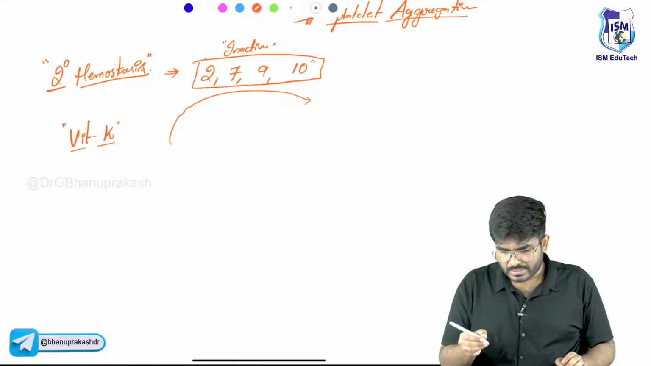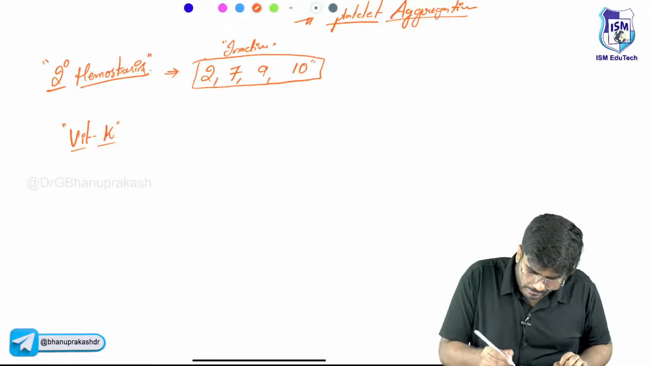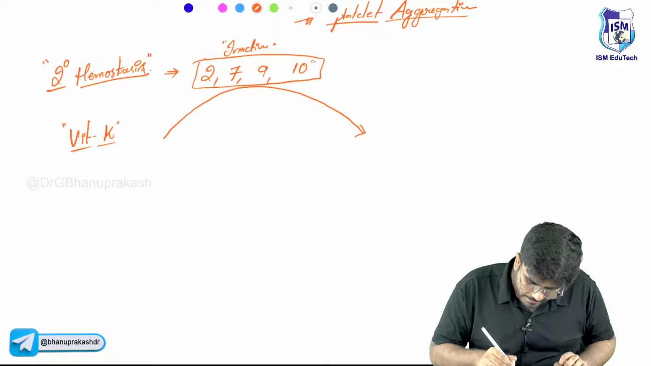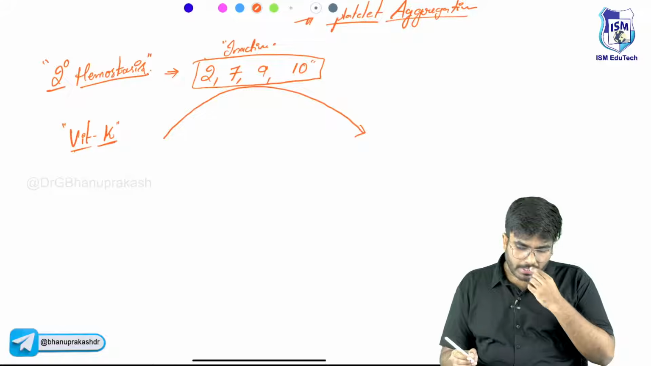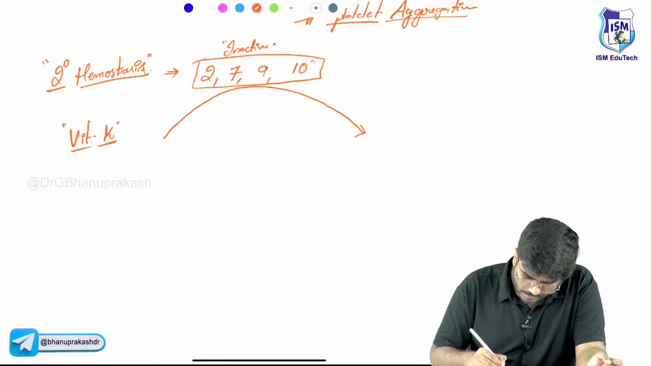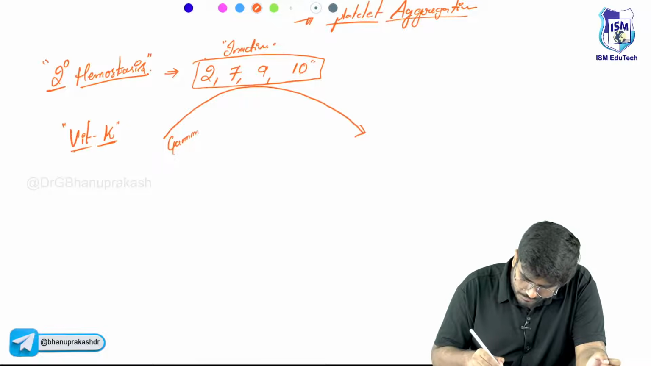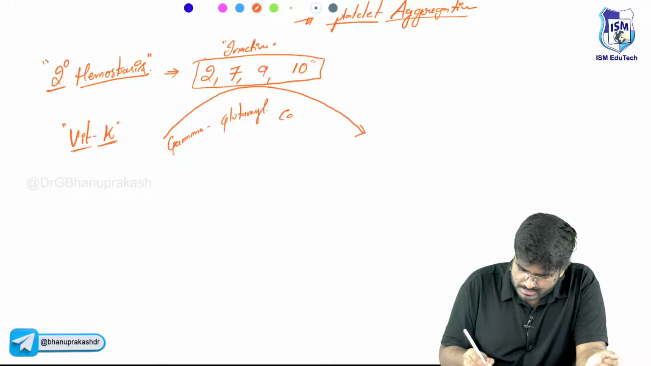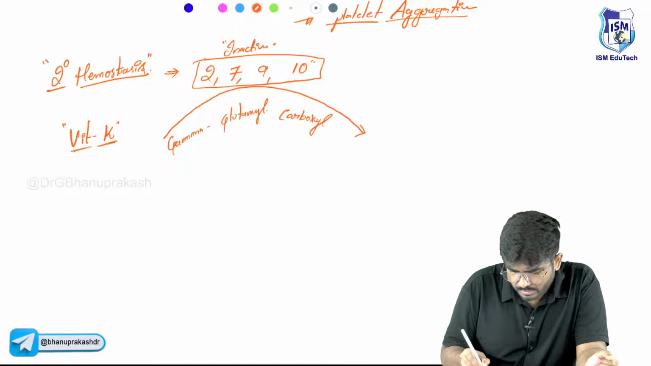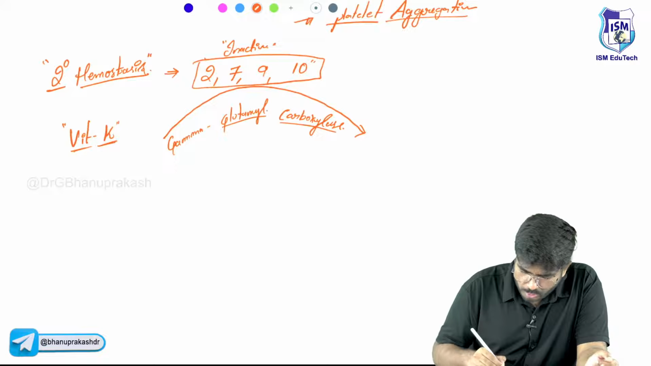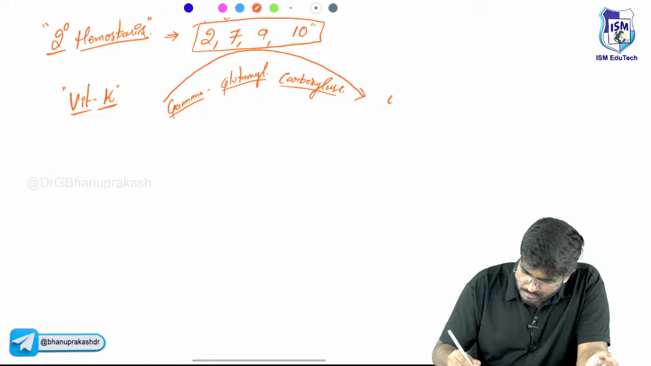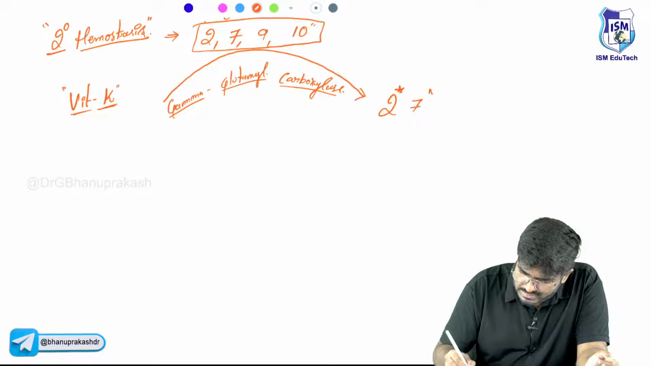Sorry, I should actually put it this way. What is happening is vitamin K, not with the help of vitamin K epoxide reductase, sorry, it is gamma glutamyl carboxylase. With the help of this gamma glutamyl carboxylase, the inactive factors are getting activated. So now they are activated: 2, 7, 9 and 10.